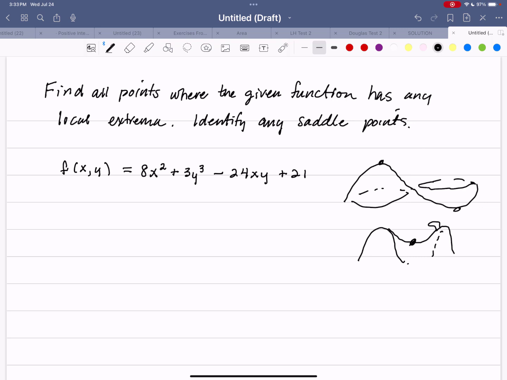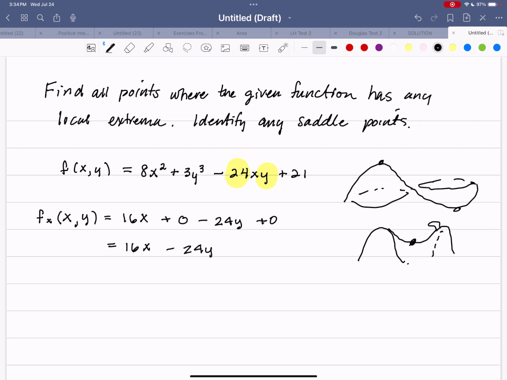All right, so the first thing we do is we find the derivative of f with respect to x, okay? So that means y is a number. So that's going to give me a 16x plus a 0 minus 24y, because remember this y becomes part of the coefficient, so there's 24y, and then plus 0 again. So we have 16x minus 24y.